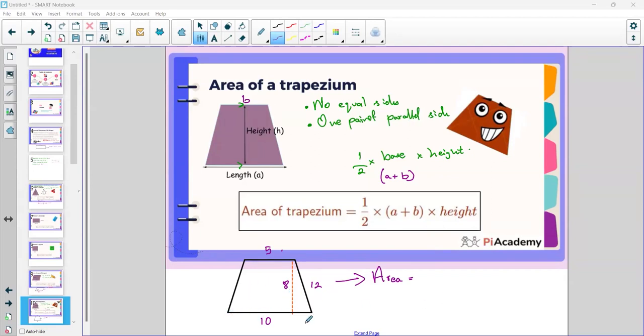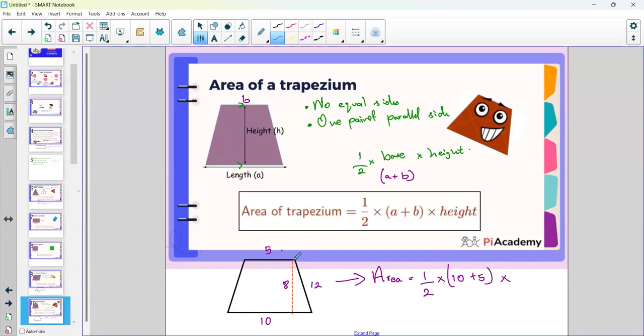What is the first base? 10, right? So it's half times A, which is 10. The other base is the opposite line. The line opposite to 10 is 5. So 10 plus 5, and you times it by the height. What should be the height? Would it be 8 or 12?